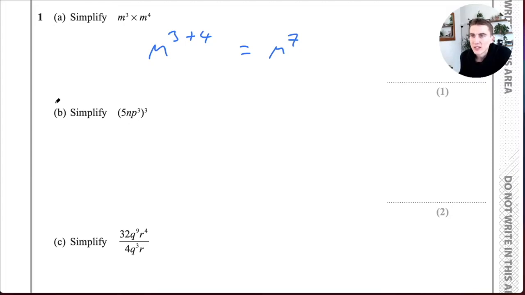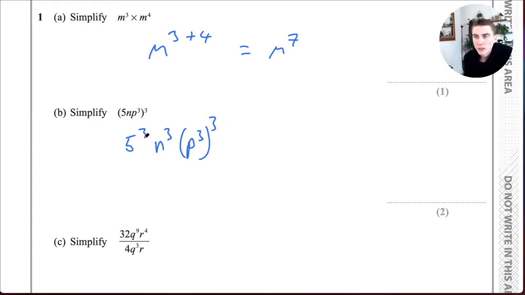Okay, so for this next one, for part B, we need to simplify (5np cubed) all to the power of 3. So we've got a bracket all to the power of 3. And when we have this, you have to apply this power to everything inside. So if we apply the power of 3 to the 5, that will give us 5 cubed. Apply it to the n, we get n cubed. And if we apply it to the p cubed term, it's basically just p cubed, cubed.